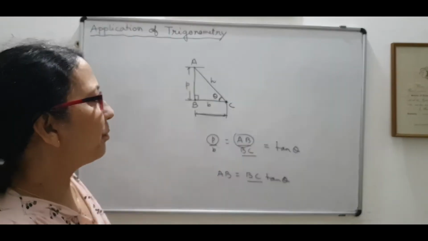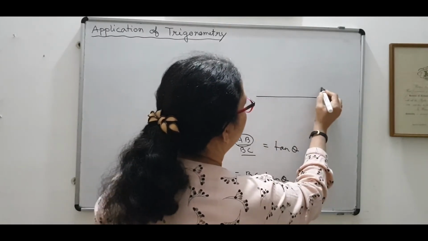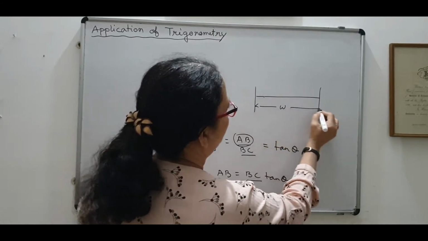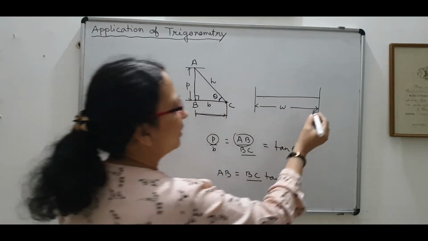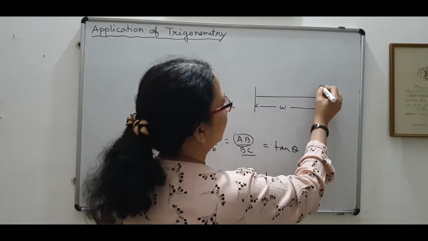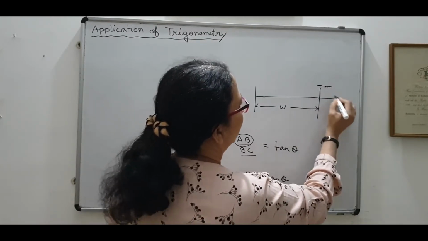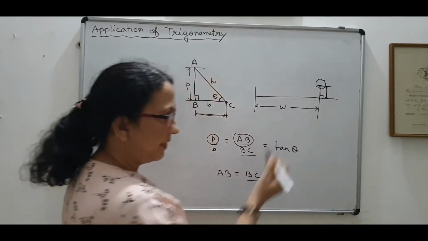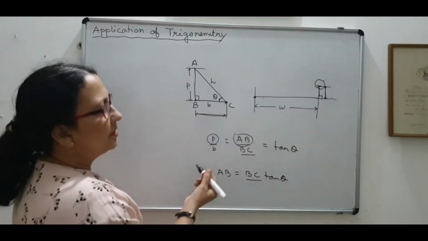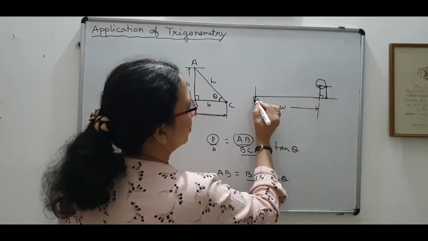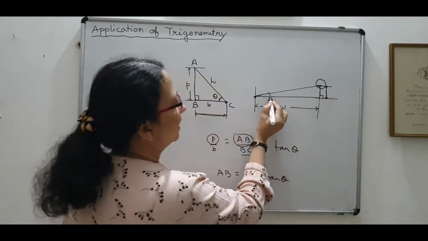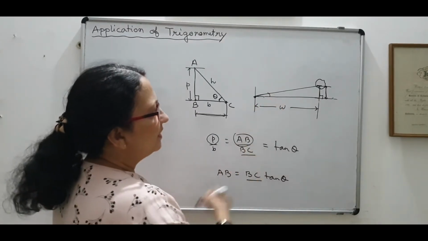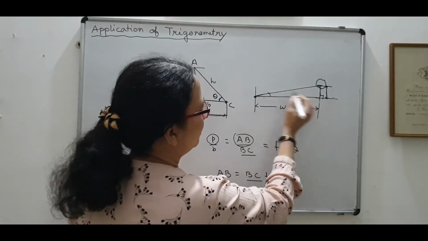Similarly, suppose there is a very wide river, and you want to know the width of this river. These are the banks, and say I have taken a tree here. The height of this tree can be measured, and if from this point I look at the top of the tree, this angle theta can be found out by the theodolite.